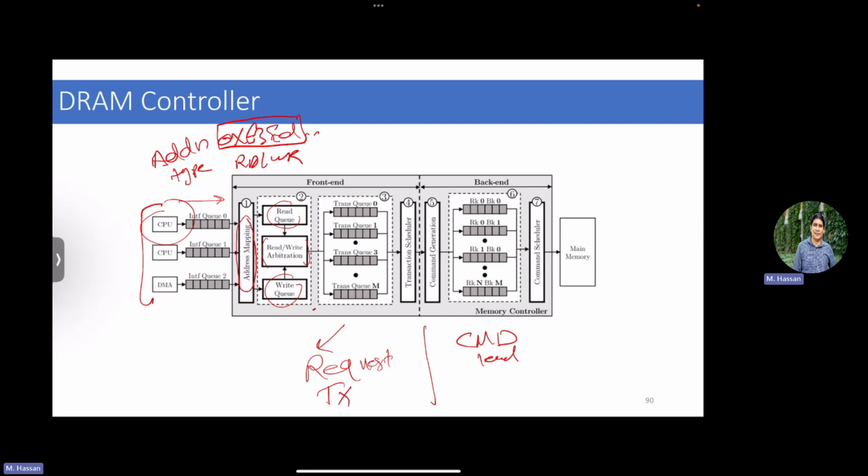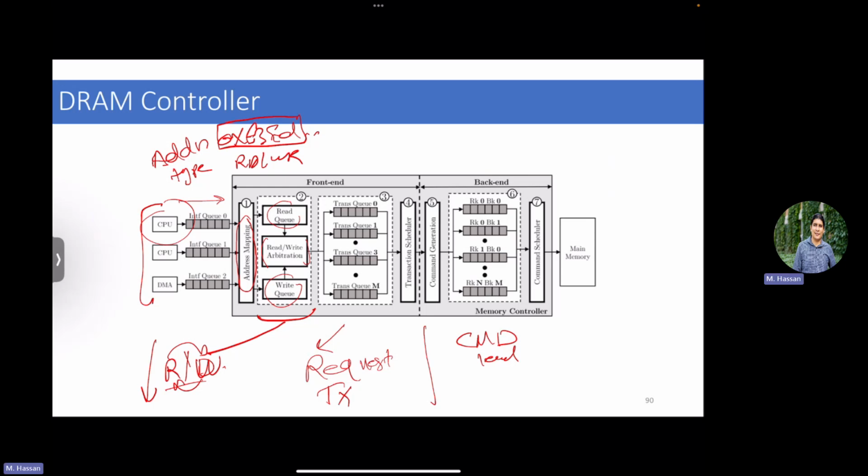So this part here is the one that is trying to maximize the efficiency by minimizing the read to write and write to read switch. Good. So if I minimize this, I save performance, I save bandwidth. Good.